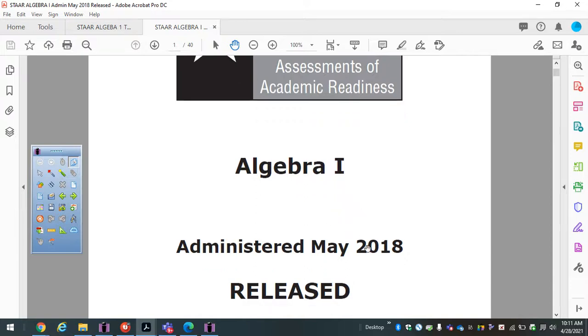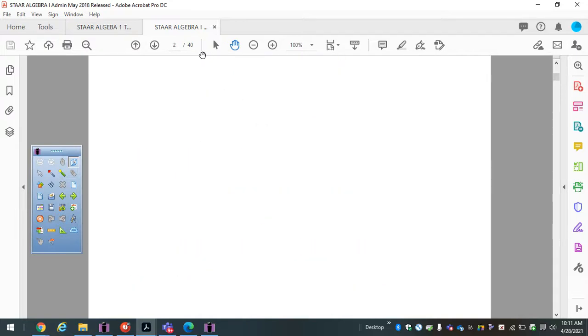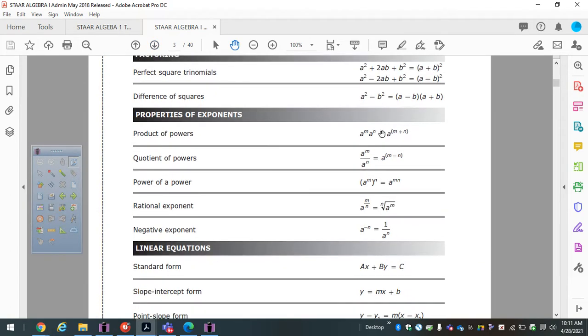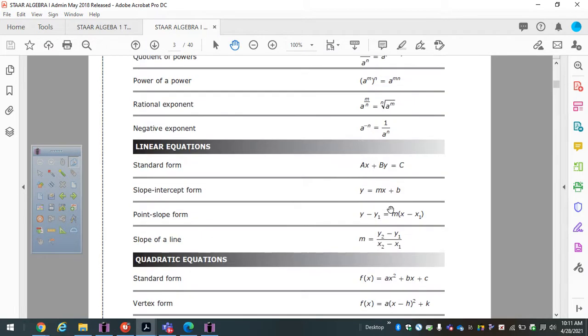Listen, guys, 2018 STAAR. Let's check this one out. Remember the formulas on page 3 here. Easy, easy. Don't forget, this stuff will be coming out.